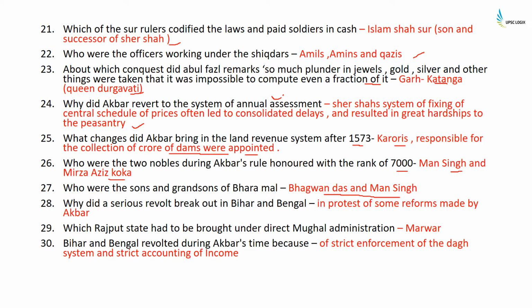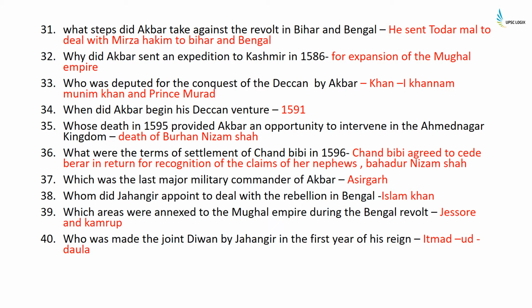Why did a serious revolt break out in Bihar and Bengal? It was in protest of some reforms made by Akbar. Which Rajput state had to be brought under direct Mughal administration? Marwar. Bihar and Bengal revolted during Akbar's time because of strict enforcement of the Dag system and strict accounting of income. What steps did Akbar take against the revolt in Bihar and Bengal? He sent Todarmal to deal with Mirza Hakim.